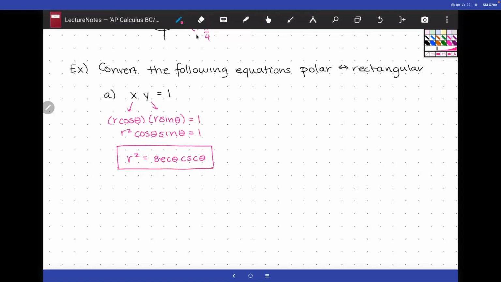But that's literally it. So when you're going from rectangular to polar, you can use those formulas. X equals r cosine theta, y equals r sine theta. If you're going the other way, though, it's not always as straightforward. Like let's do this one. r equals 2 sine theta. And the problem is theta.